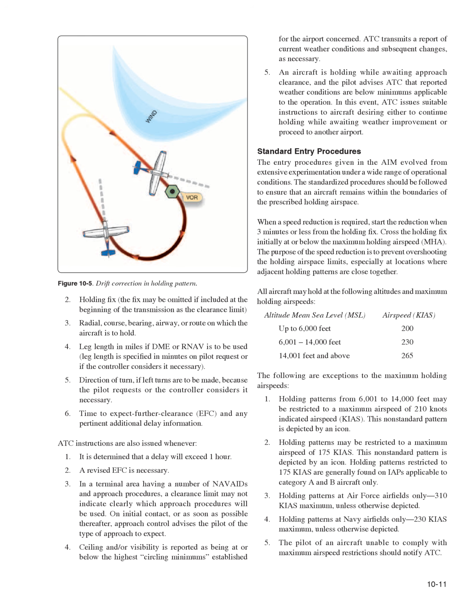3. Holding patterns at Air Force airfields only, 310 KIAS maximum, unless otherwise depicted. 4. Holding patterns at Navy airfields only, 230 KIAS is maximum, unless otherwise depicted. 5. The pilot of an aircraft unable to comply with maximum airspeed restrictions should notify ATC.